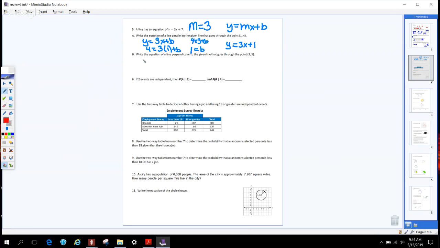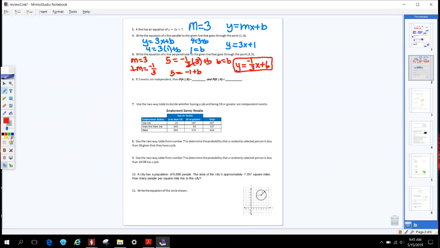This one says perpendicular. So if our original slope is 3, our perpendicular slope is the opposite reciprocal, which means we flip and switch. So I'm going to have to plug things in again. I've got 5 for the y, equals negative 1/3 times 3, which is the x, plus b. This gives us 5 equals negative 1 plus b. Add 1 to both sides, and I get 6 equals b. So my answer for this one is y equals negative 1/3 x plus 6.